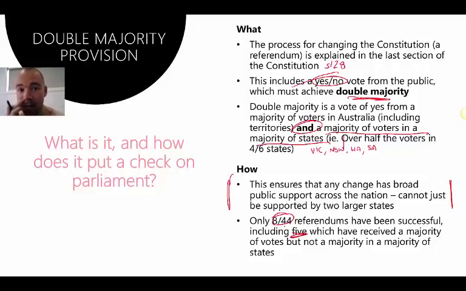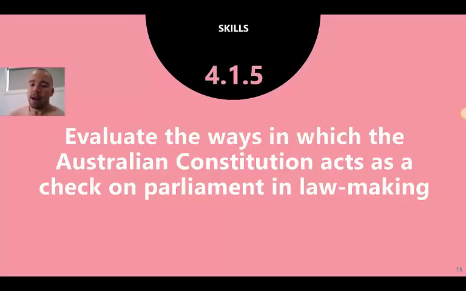More than half of Australia voted yes, but didn't receive a majority in a majority of states. So the double majority provision does work at restricting lawmaking, or restricting the ability of Parliament to just change the Constitution to suit their own means. Our skill here today, as I said, is we have to evaluate the ways in which the Constitution acts as a check on Parliament in lawmaking.